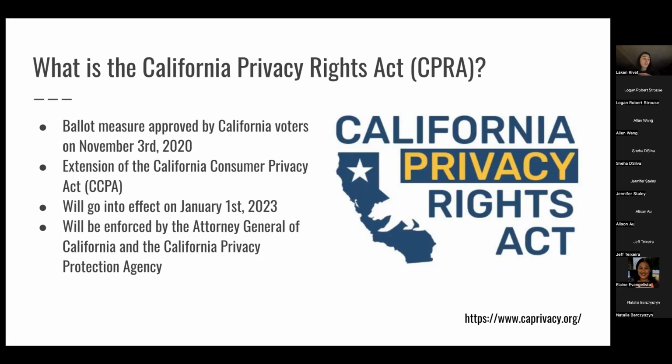However, the CPRA will be going into effect on January 1st, 2023, which means those who work in California in the data industry, or those who have customers who are citizens of California, will need to be aware of these new regulations that are going to begin this following year. They will be enforced by the Attorney General of California and the newly established California Privacy Protection Agency.